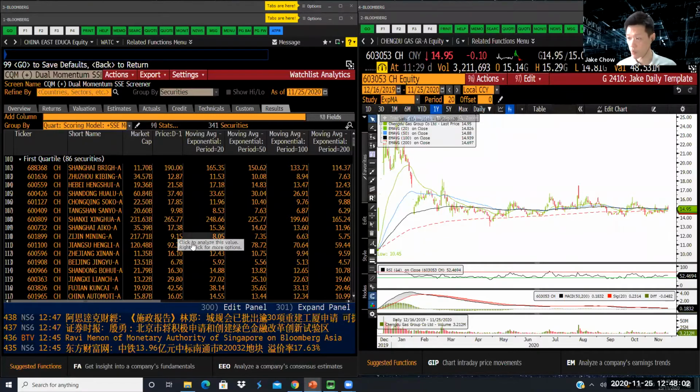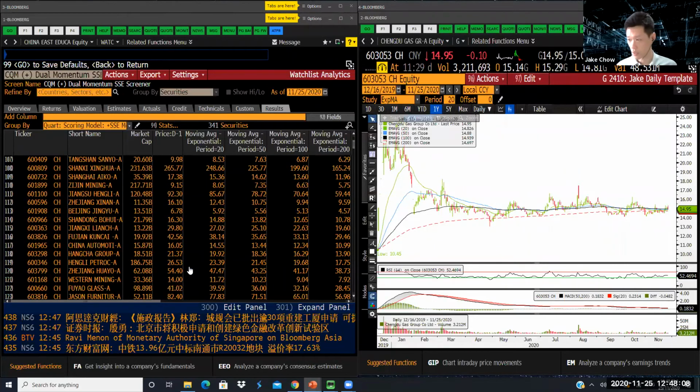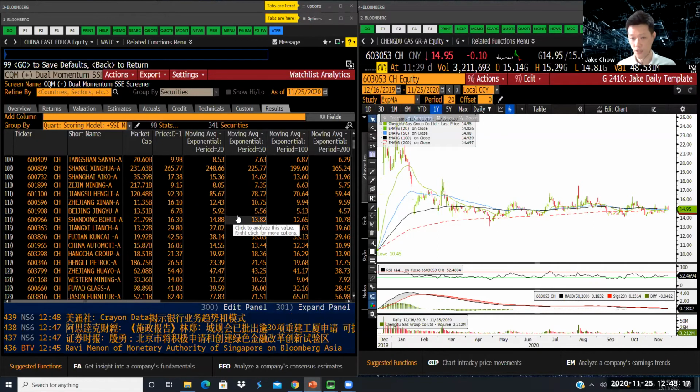For example, the Xiaomi recovery was actually detected earlier part of this year in January, right? So users can see these changes in real time if you frequently log into Bloomberg. And of course, you can share these ideas.